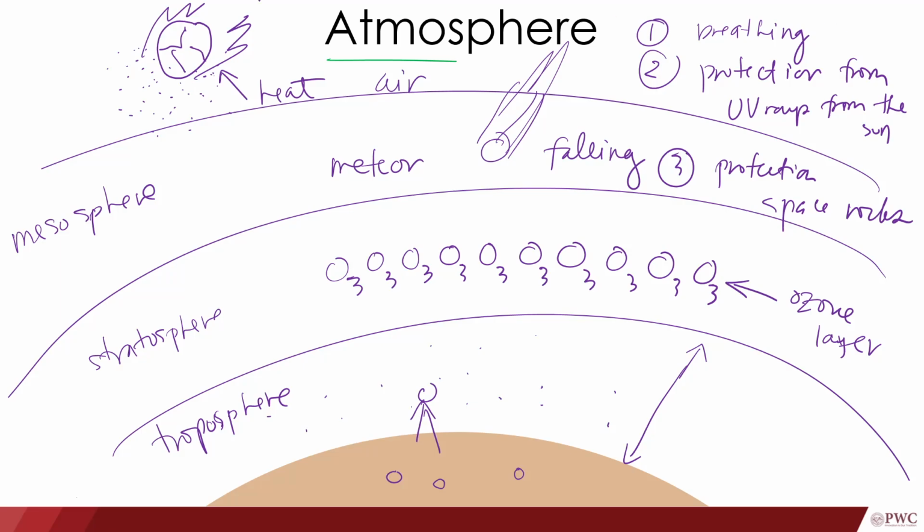And the next layer is the exosphere. The exosphere is the outermost layer of the atmosphere. It contains some gases. So these are the four layers of the atmosphere: the troposphere, the stratosphere, the mesosphere, and then the exosphere.